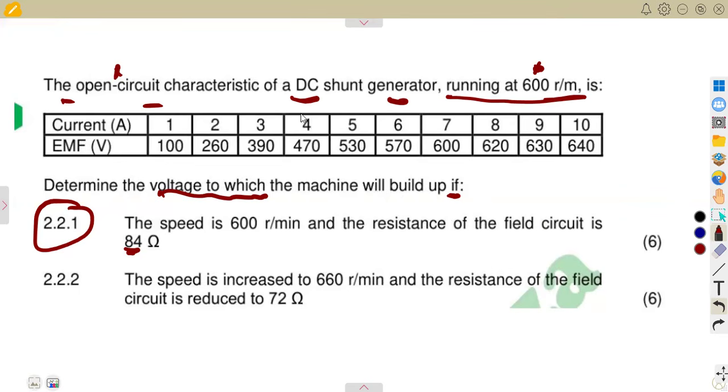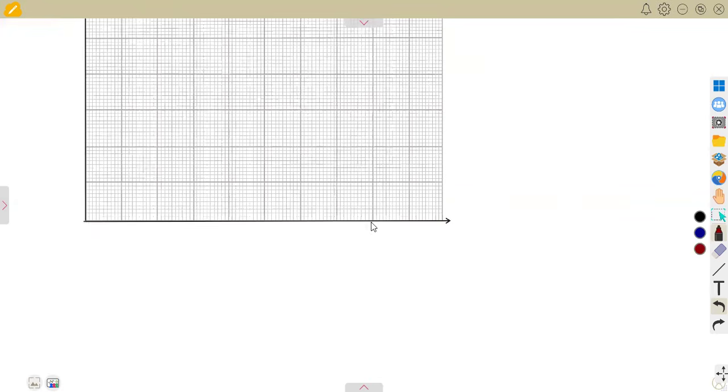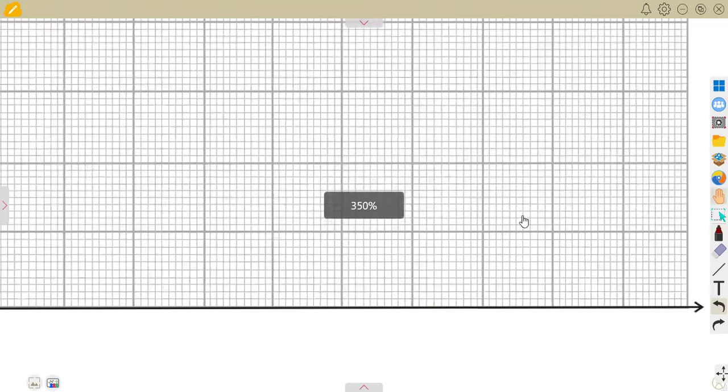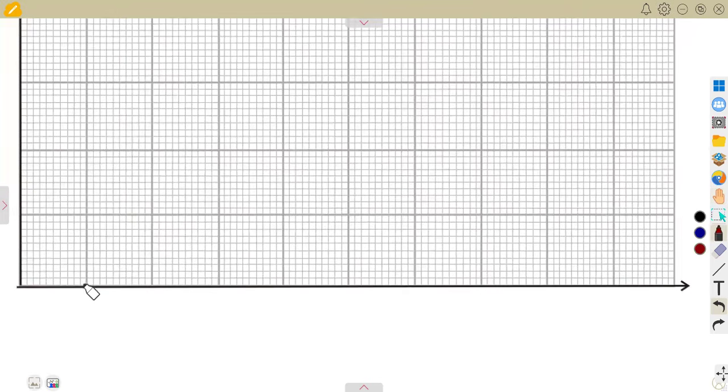So you are going to mark your points. Let's analyze our current 1 up to 10. We are going to need that graph again. Whether you are asked to plot that graph or not, you are going to need it, as we saw, for that intersection. Our field current is 1, 2, up to 10. You can even use a scale where those small 10 boxes represent 1. So that's 1, 2, 3, 4, 5, 6, 7, 8, 9, 10.